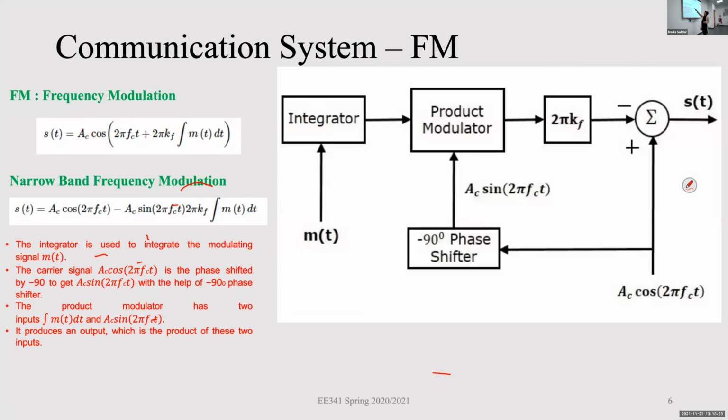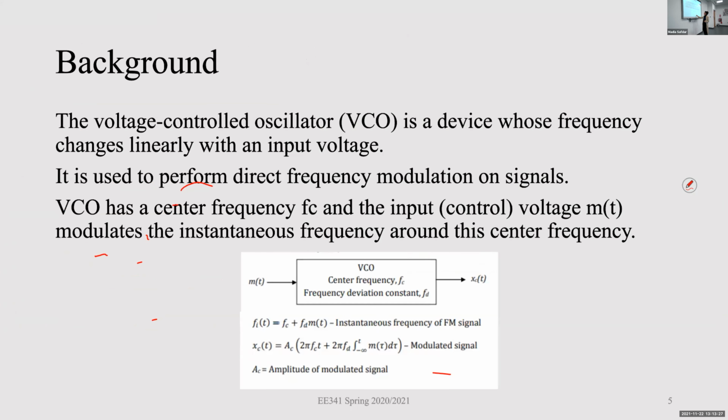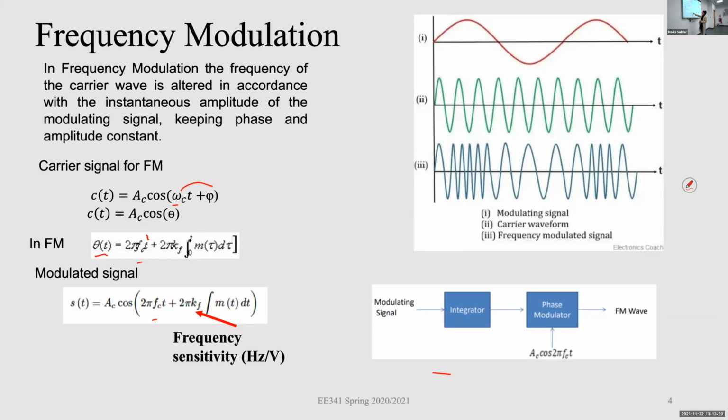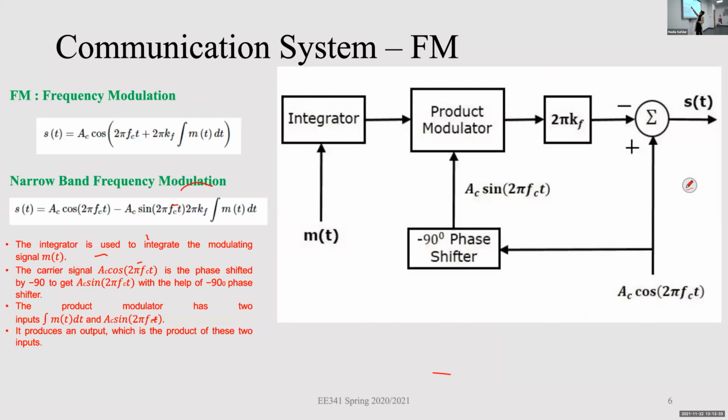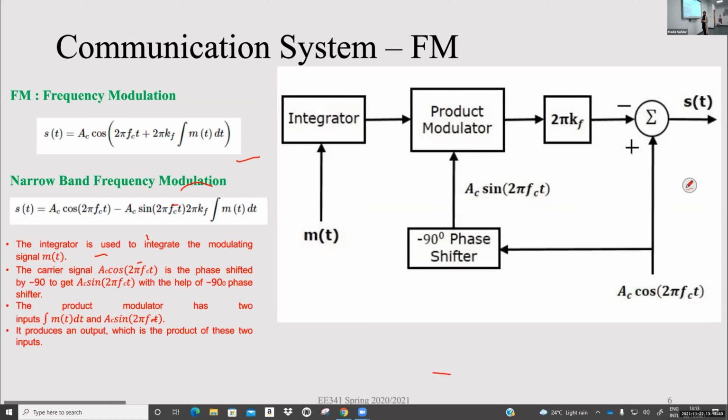So now, this is your signal which we had here. This one, the modulated signal, is here. This is the general equation of frequency modulation. This equation you have to remember. Okay. Then in narrow band frequency modulation, what will happen here?